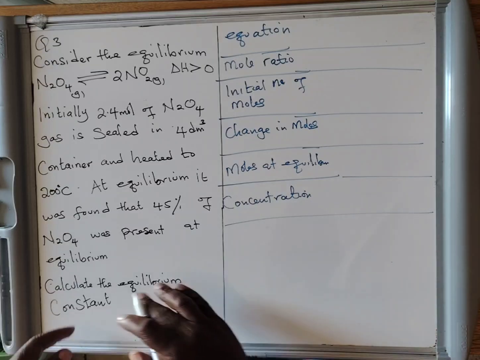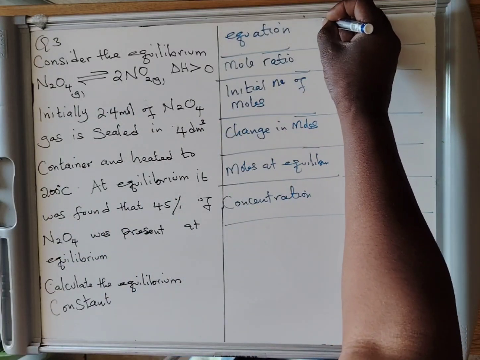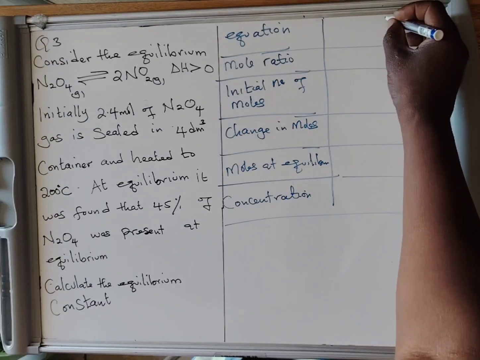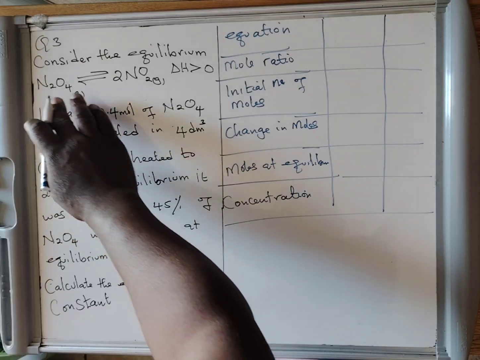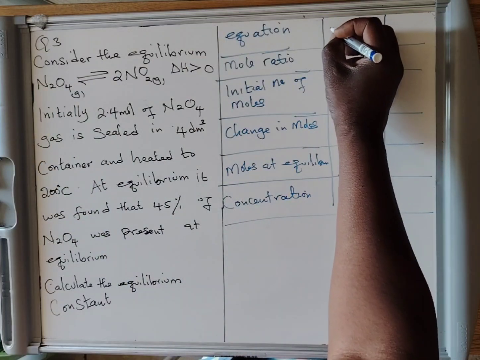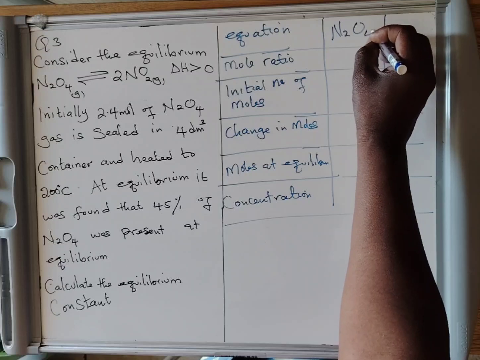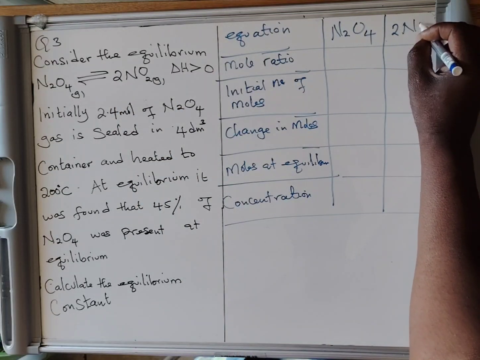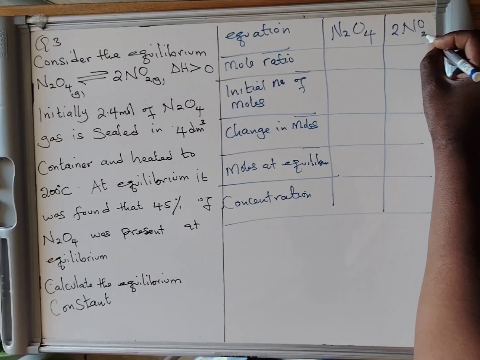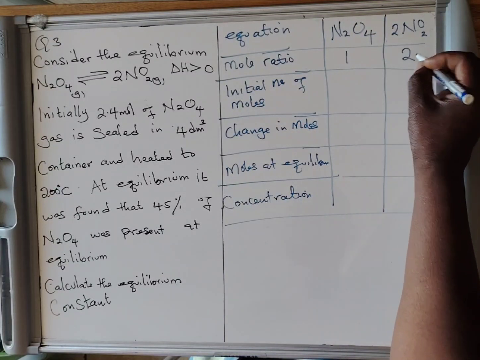From the formula, we have only 2 components, so we are going to divide this into only 2 columns. You have what you have in the equation. It's going to be N2O4, and here 2NO2. From here you have the ratio 1 to 2.